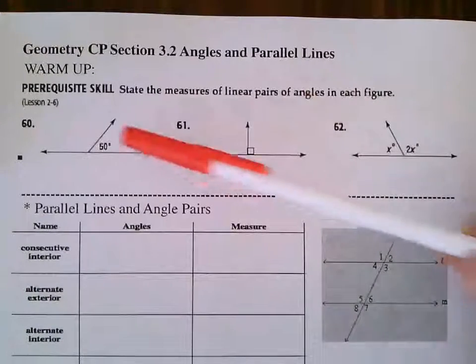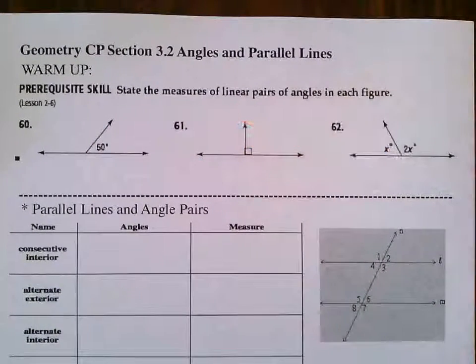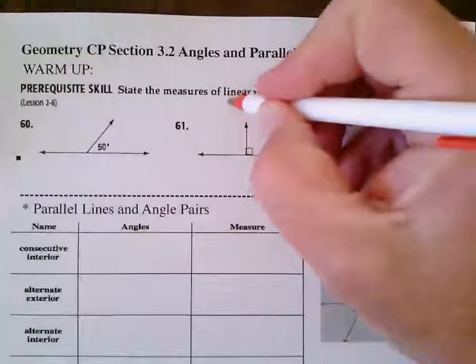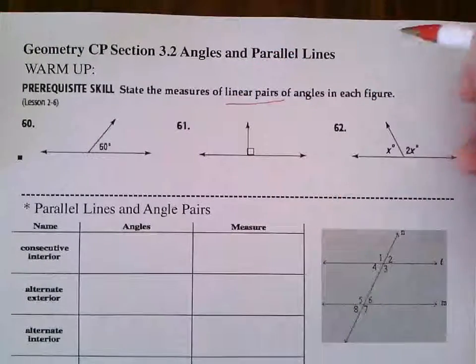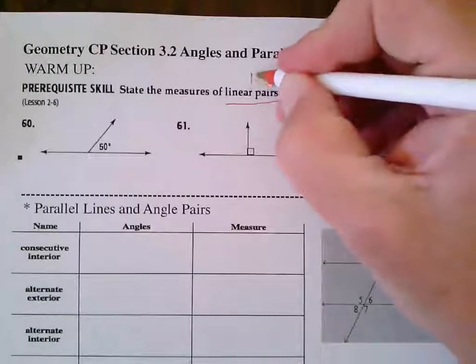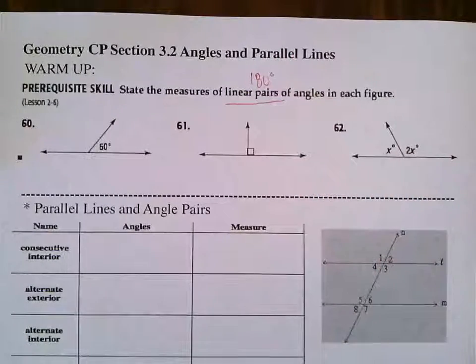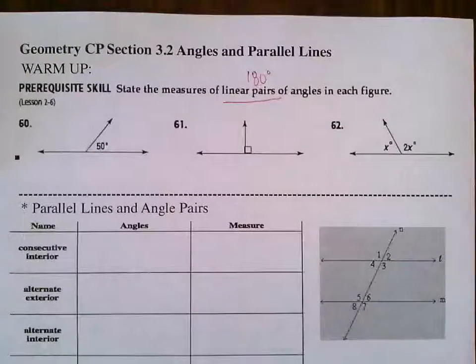So the first thing I want you to do is try the warm-ups and the linear pairs. Remember, linear pairs equal how many degrees? Give you a couple seconds for that. 180 degrees. So that means two angles that add up to equal 180. So hit pause, try the warm-up. I'll provide your answers. So here you go.